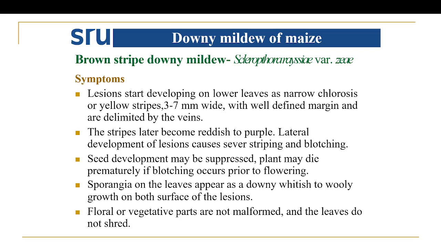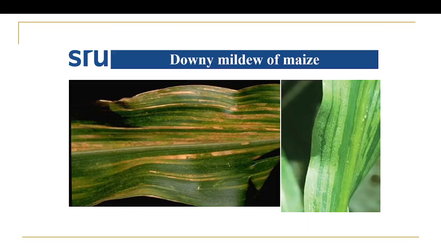Seed development may be suppressed. Plants may die prematurely if blighting occurs prior to flowering. Sporangia on the leaves appear as downy whitish or woolly growth on both surfaces of the lesion. Floral or vegetative parts are not malformed and leaves do not shed. So this is a completely different type of symptom when compared to sorghum downy mildew in maize. So this is the picture representing brown stripe downy mildew.